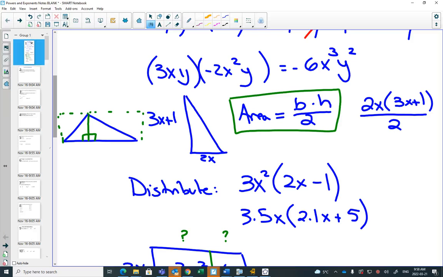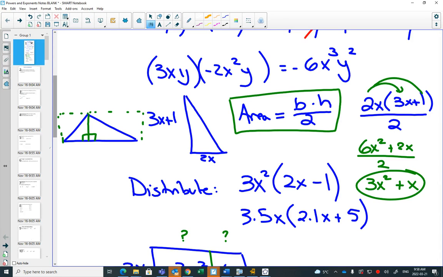Okay? So how would you do this? Well, you'd distribute this. That would give you 6x squared plus 2x all divided by 2. How do you divide? You have to unadd. This one gets divided by 2, and this one gets divided by 2. This one divided by 2 would just leave you with 3x squared. This one divided by 2 would just leave you with x. And there's your final answer.